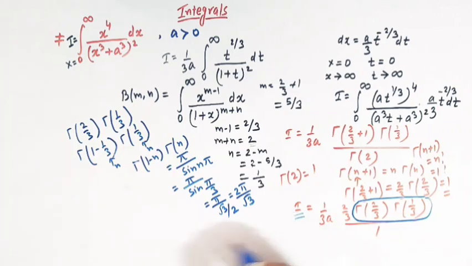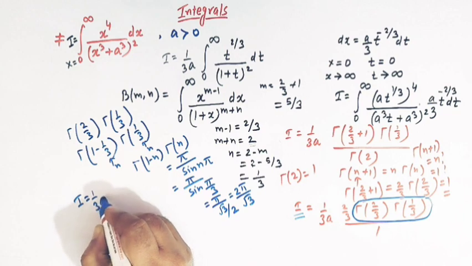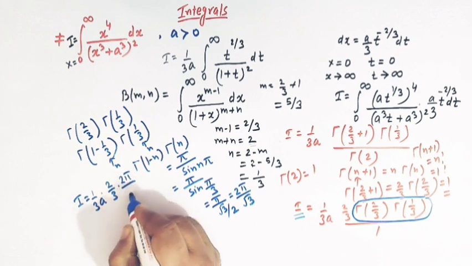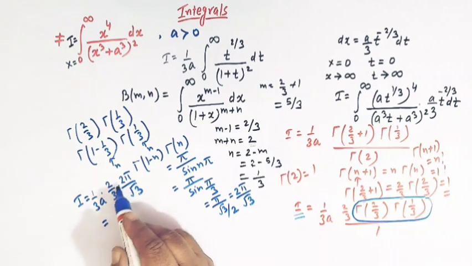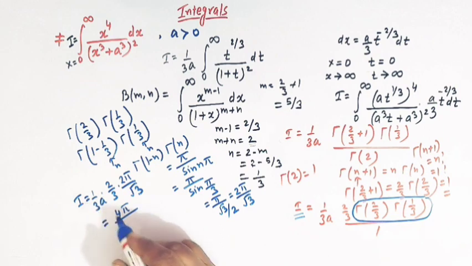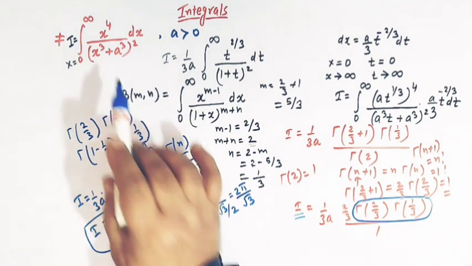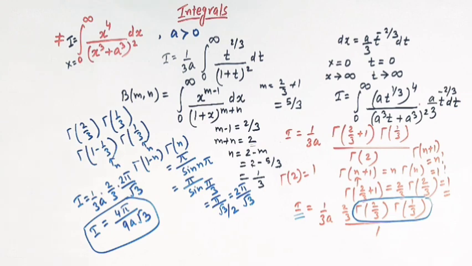So now our integral I is equal to 1 over 3a, then we have 2 by 3, and now we have 2 pi over square root of 3, right? So taking the product here, we have 4 pi over 3 times 3, which is 9a root 3, right? So the value of this integral is equal to 4 pi divided by 9a times square root of 3.